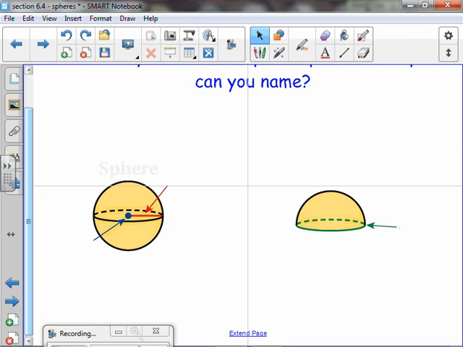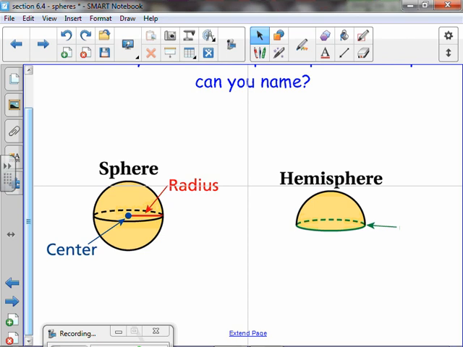Let's see, where did I put these? Okay, so this right here is a sphere, and the red line, as usual, is the radius. The blue point right here is going to be the center of our sphere. Okay? And when we go over to this half of a sphere over here, it is exactly that. It's half a sphere, or we use the word hemisphere. Hemi meaning half.